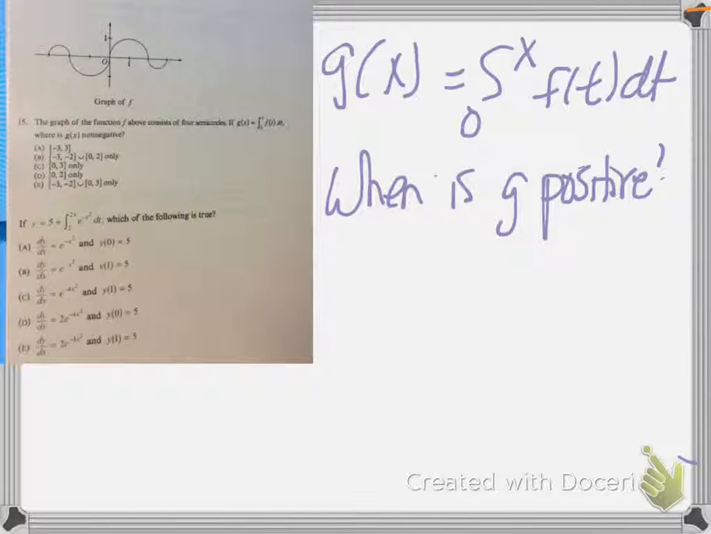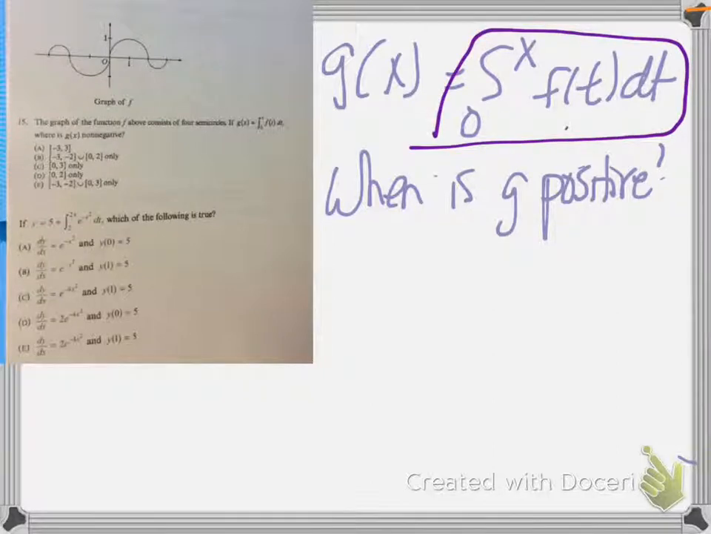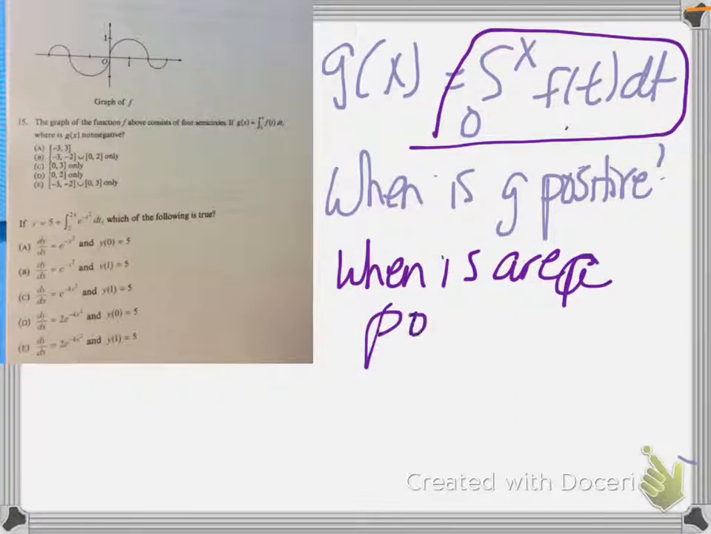Okay, so if G is increasing, then G prime would have to be positive, or greater than 0. That has nothing to do with when G is positive. So then I was thinking, okay, what is G? G is just this thing over here. And what does that mean? That's just the area under the curve. So the question is, when is the area positive? That's really what it's asking.